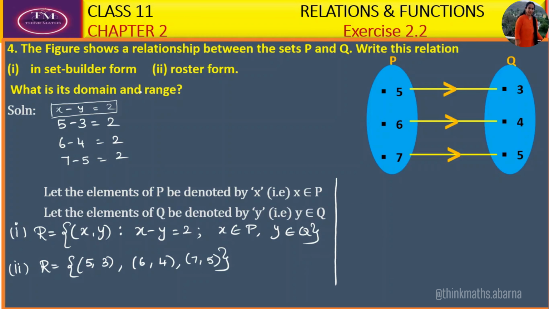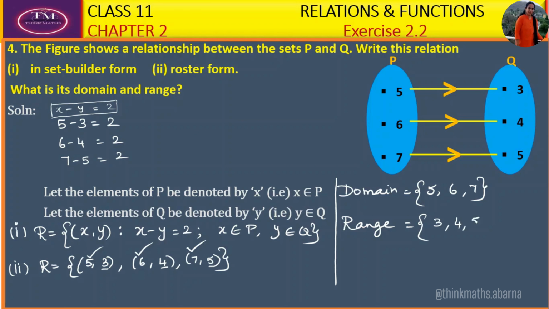What is its domain and range? What do you mean by domain, children? It's so simple. That is the set of all first elements in the ordered pairs. So it is 5, 6, 7. This is the domain. What is range? Range is the set of all second elements in the relation. So it is 3, 4, 5. Simple, isn't it? So we have finished the fourth question.